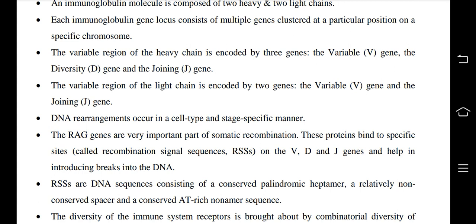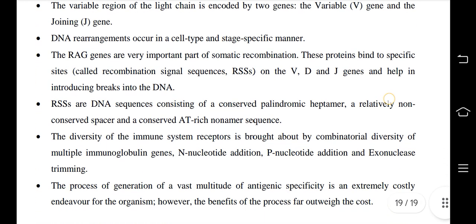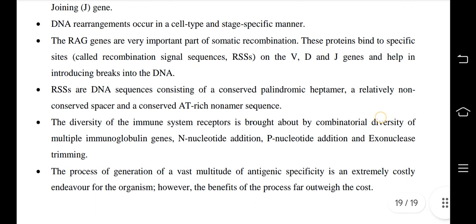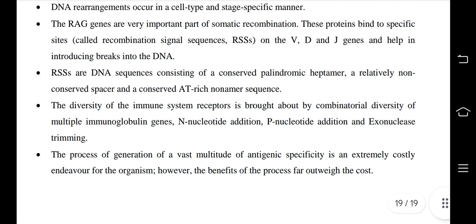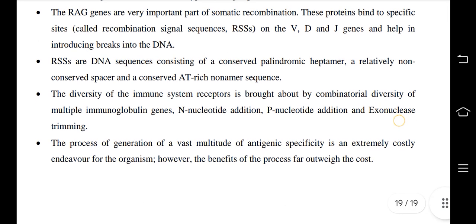The RAG genes are a very important part of somatic recombination. These proteins bind to specific sites called recombination signal sequences, or RSS, on the V, D, and J genes and help in introducing breaks into the DNA. The RSS is a DNA sequence consisting of a conserved palindromic heptamer, a relatively non-conserved spacer, and a conserved AT-rich nonamer sequence.